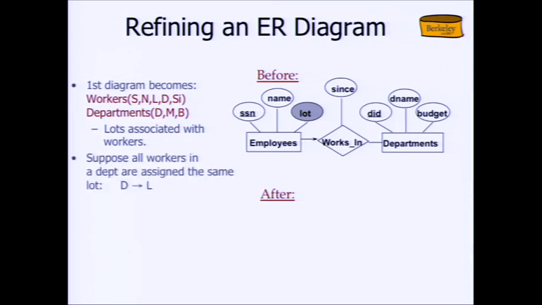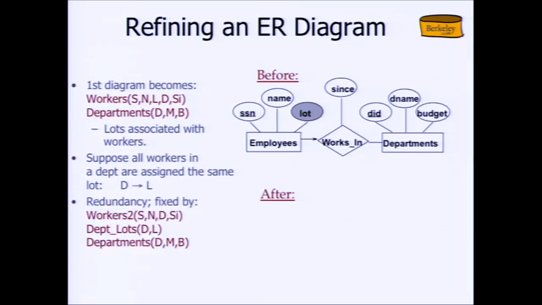Now, suppose we have the functional dependency that all workers in a given department park in the same parking lot. It would be really nice if there was a computer science department parking lot, I got to say, because I'm really tired of hunting for parking and fighting everyone in the university. But we don't have that. All right, but let's suppose we did. D determines L. Then what might we do to make this right?